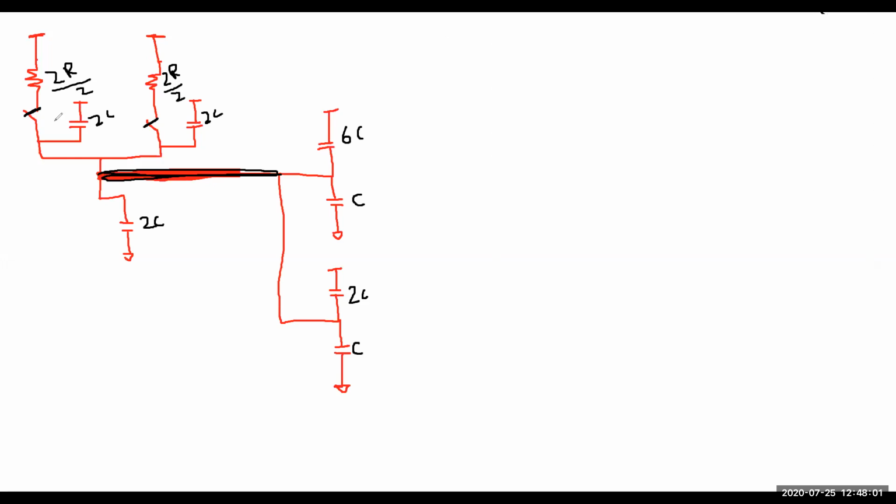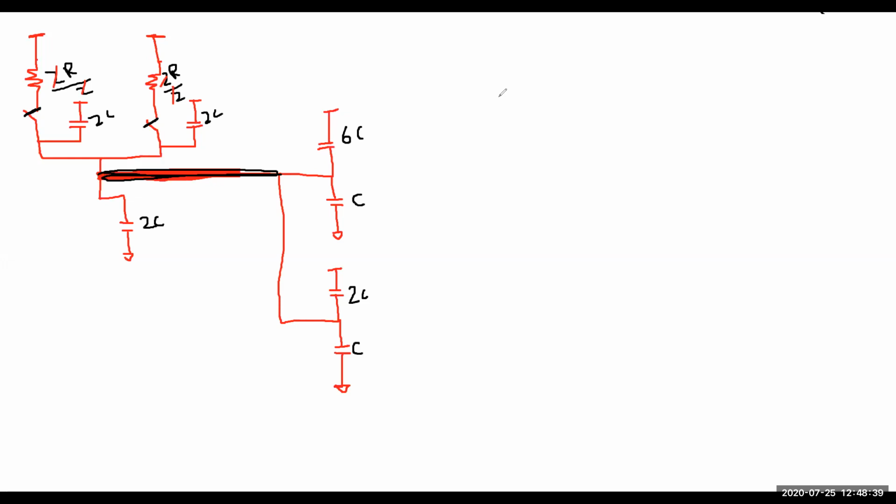I'm going to take this red color here. These two 2R by 2, they become what? They become R, right? Now I'm going to make all of them simple. These 2C, this capacitance and this capacitance, they are parallel. How are they parallel? See, one point is connected to VDD, so this point is the same. The other point is also the same. Yes, so these two are parallel.